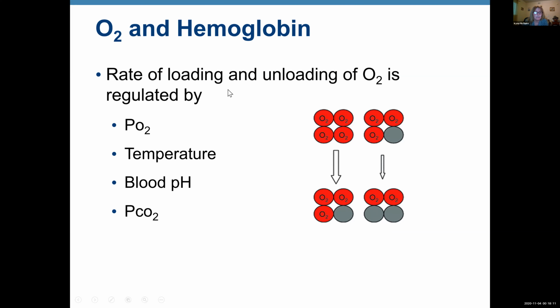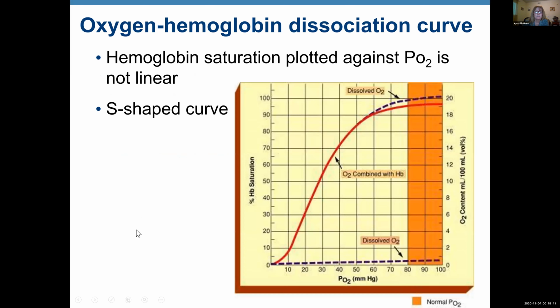So the rate of loading and unloading of oxygen is regulated by partial pressure of oxygen, temperature, blood pH, and partial pressure of carbon dioxide. So we just said that we load oxygen onto hemoglobin in the lungs, and we unload it in the tissue, but how fast your body can do it depends on partial pressure of oxygen, partial pressure of carbon dioxide, temperature, and pH of blood. Right, so over here, very interesting curve. It's called the oxygen hemoglobin dissociation curve, or hemoglobin saturation curve.